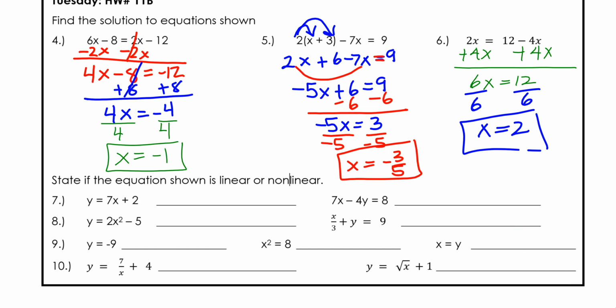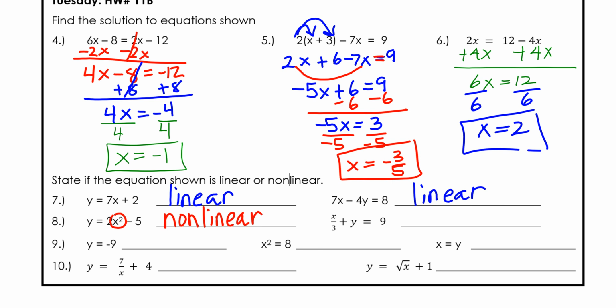So let's check our questions here. Number 7. All the powers are 1, no products of variables, no variables in the denominator. That is linear. Second question. All variables have powers of 1, no products of variables, no variables in the denominator. Question number 8. This one has a power other than 1. So that is nonlinear.